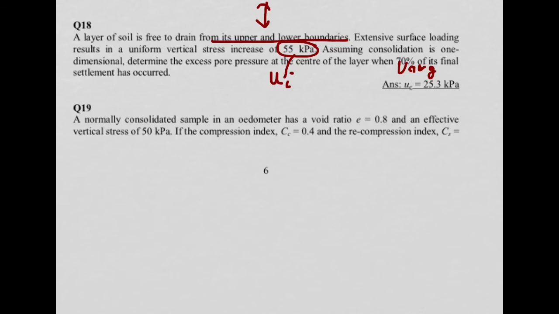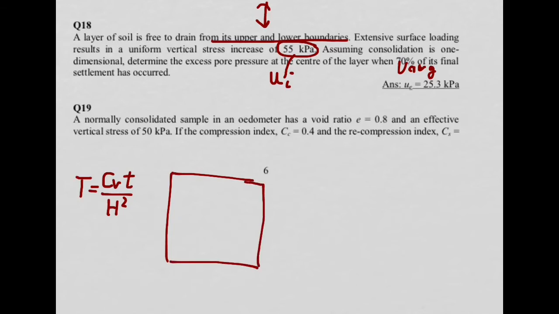has occurred. So I told you before that we have three tools to use when we have this type of question. What is the first tool? I told you that we have what we call a time factor, and the time factor is equal to Cv t divided by H squared. Okay, and then we have the second tool, which is the relation between the average degree of consolidation and time factor.